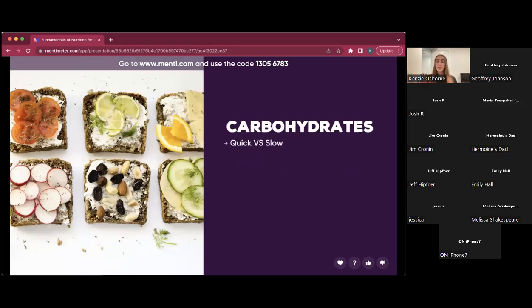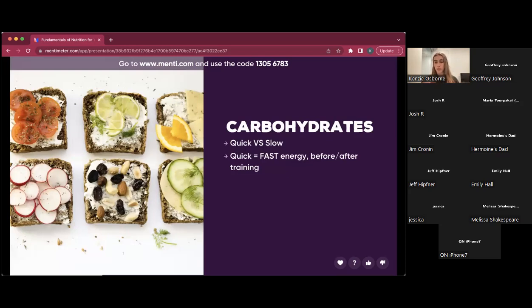There are two main types of carbohydrates. I like to simplify them into quick carbohydrates and slow carbohydrates. Quick carbohydrates are going to provide us with really fast energy. These are what we want before and after training. Before training, we want these quick carbohydrates to provide us with an easy to digest source of energy that's going to fuel our activity for the beginning of our match or of our training session.